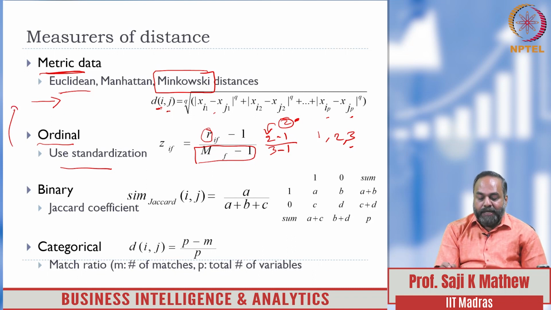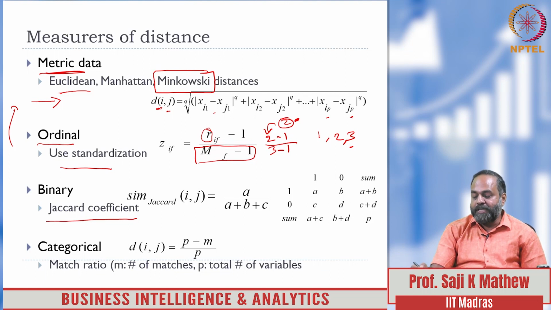Okay, and then there is the case for binary and categorical. Binary is a special case of categorical. For binary, there is a common, well-known measure known as the Jaccard coefficient. You can read further about the Jaccard coefficient in your textbook. It explains it and also gives examples.